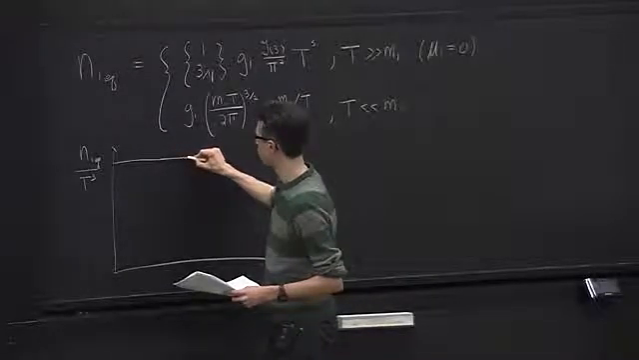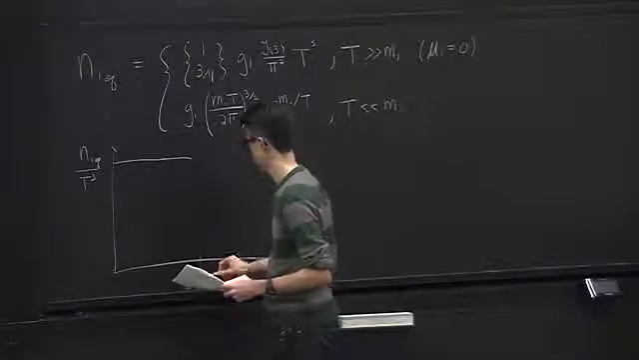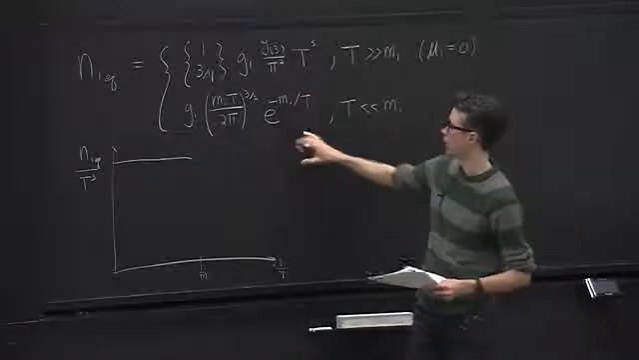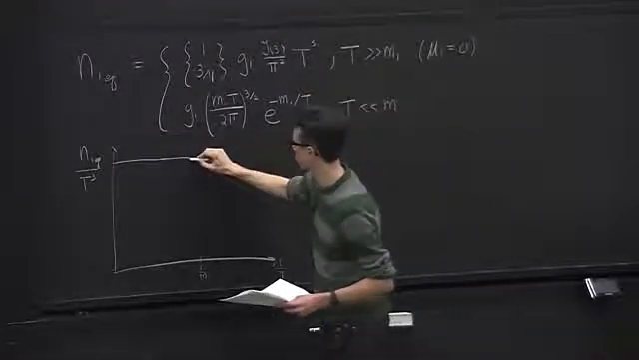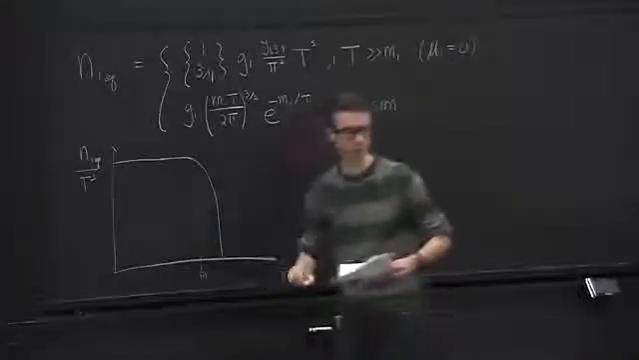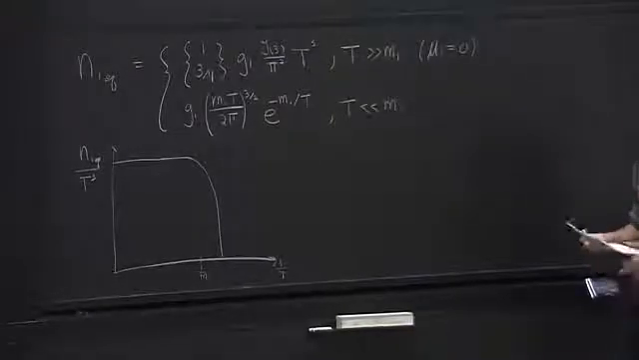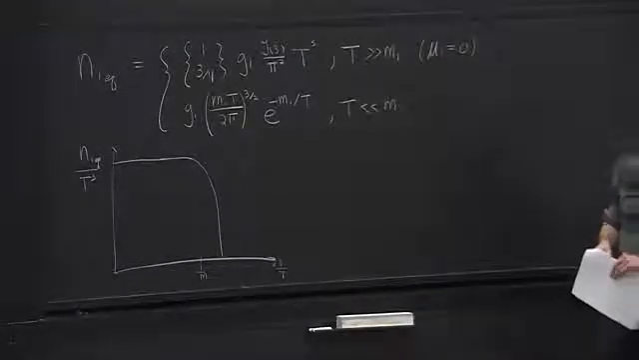But then when the temperature starts to become similar to the mass, I transition from this form to this form. And in this form, I get an exponential suppression. So very quickly, I go from this constant down to something that falls off very quickly and exponentially fast. Okay. So this is just the equilibrium story.